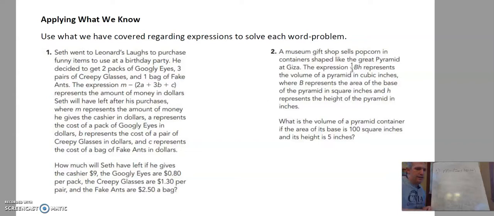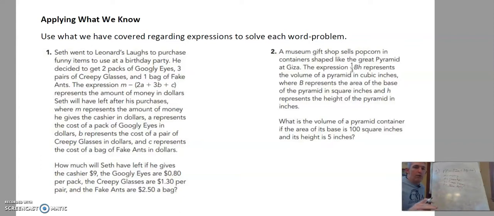And it says that M represents the amount of money. A represents the cost of googly eyes. B represents the cost of creepy glasses. And last but not least, C represents the cost of the fake ants.